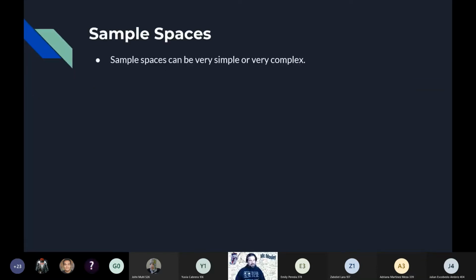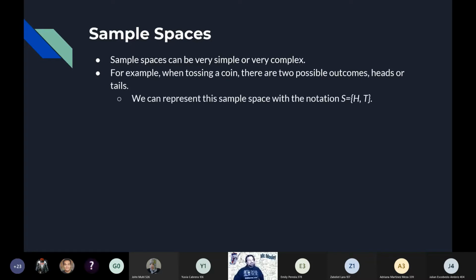So we have sample spaces. Sample spaces can be very simple or very complex. For example, when tossing a coin, there are two possible outcomes, heads or tails. And we can represent this sample space with the notation S equals H, comma, T. There's only the two possibilities. There's our sample space.